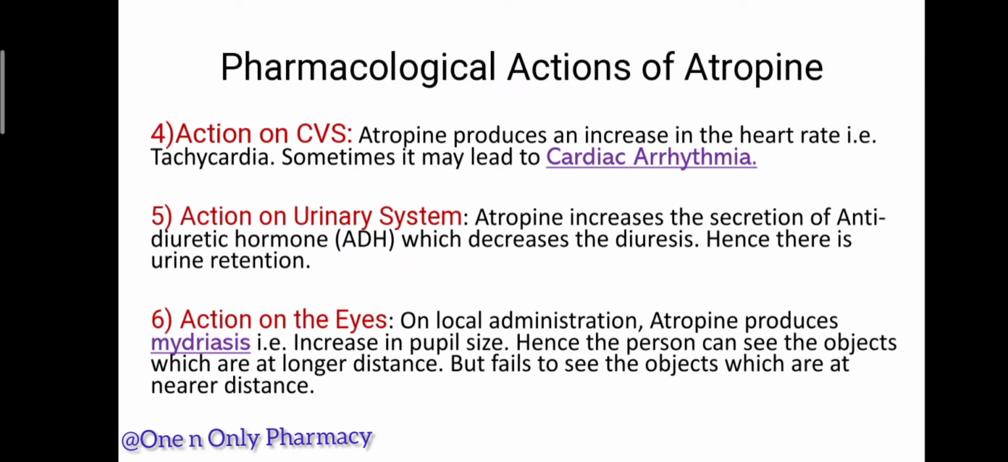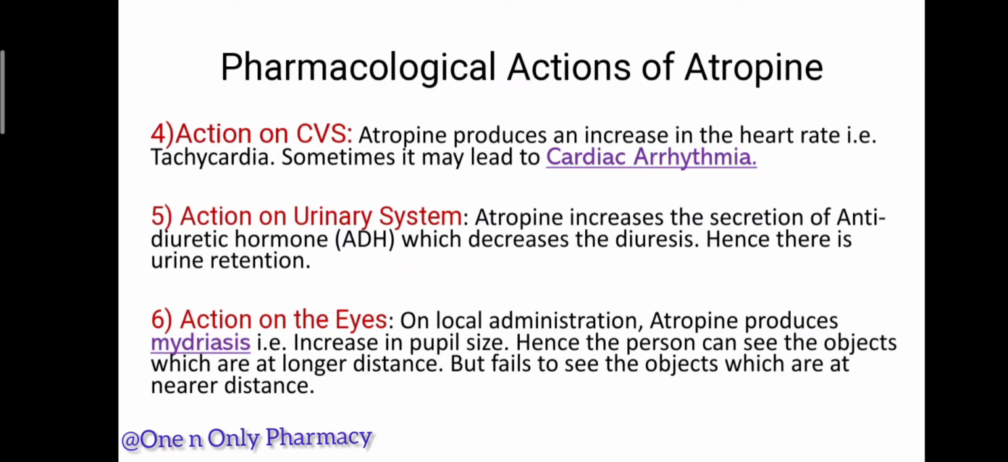Action on the cardiovascular system. Atropine produces an increase in heart rate, that is tachycardia, meaning heart rate higher than the normal value. Sometimes it may lead to cardiac arrhythmia, so a higher dose of atropine is dangerous. Action on the urinary system: atropine increases the secretion of antidiuretic hormone, ADH, which decreases diuresis. Hence there is urine retention.